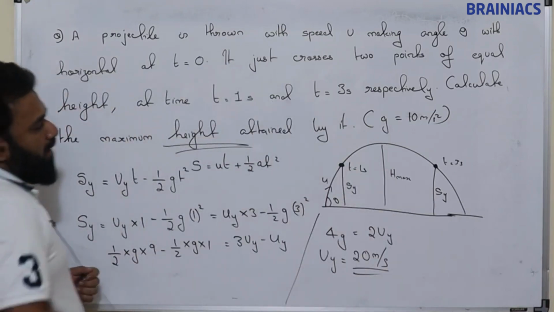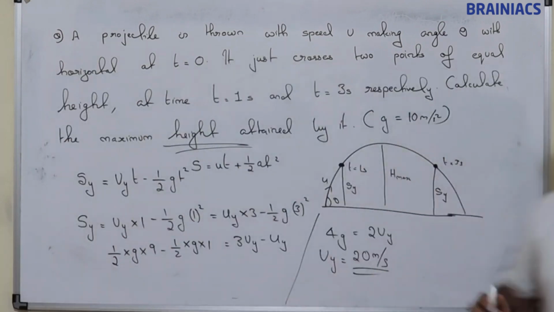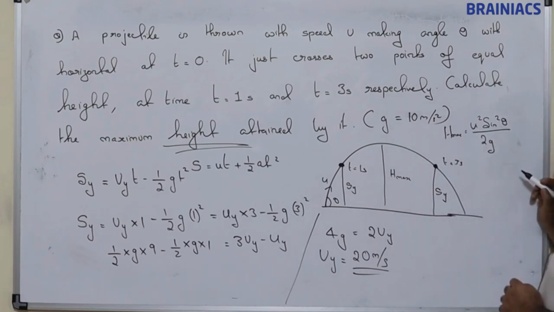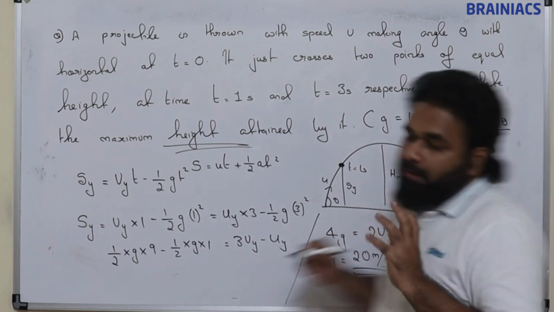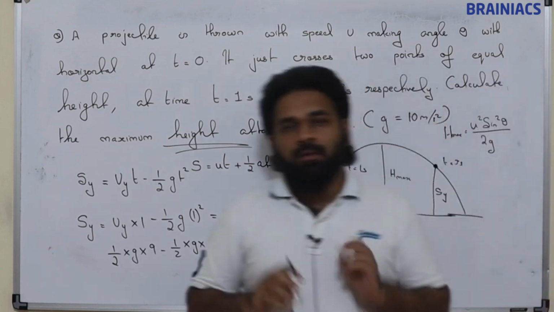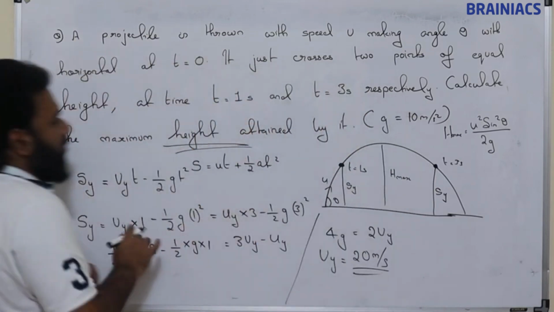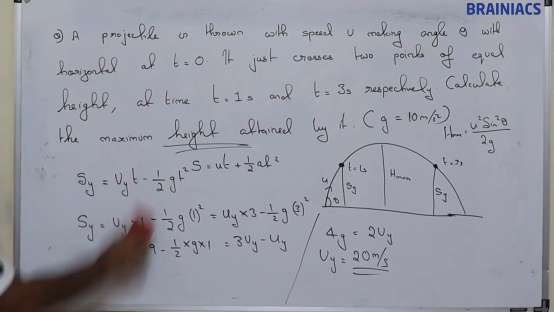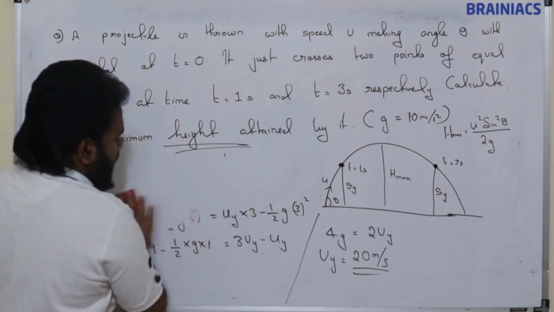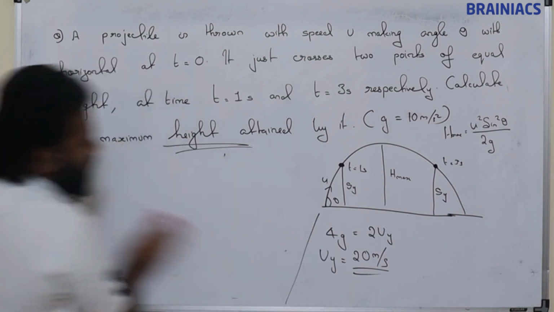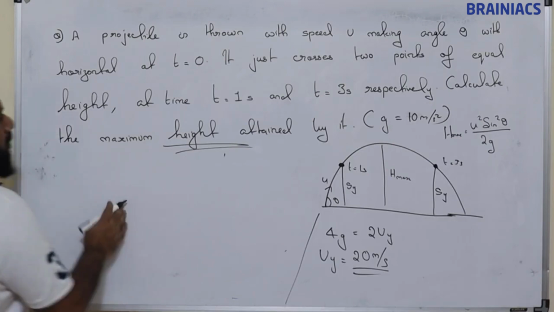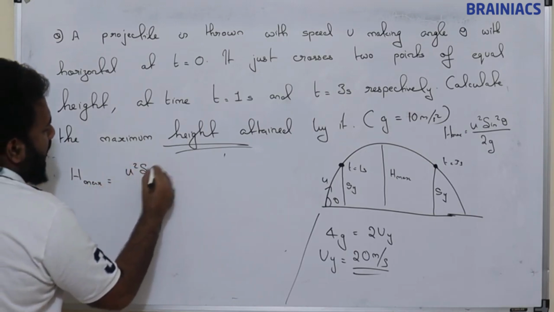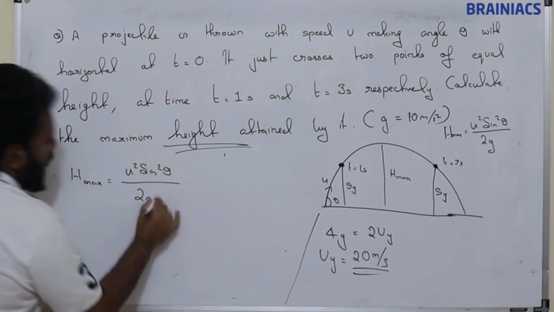Right, now I can find the maximum height easily. So h max is equal to u square sine square theta by 2g. Now they haven't given theta. So in this question we need to understand one point. Shall I erase this? Hope you have noted this down. Okay, I'm erasing this. So here h max is equal to u square sine square theta by 2g.